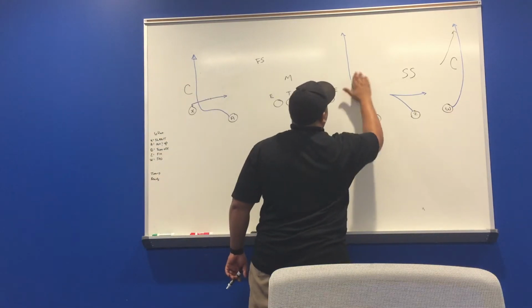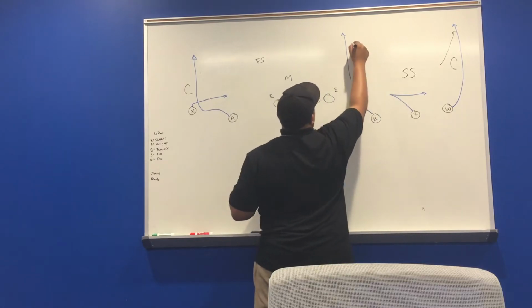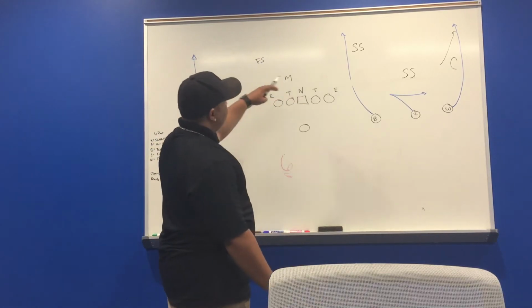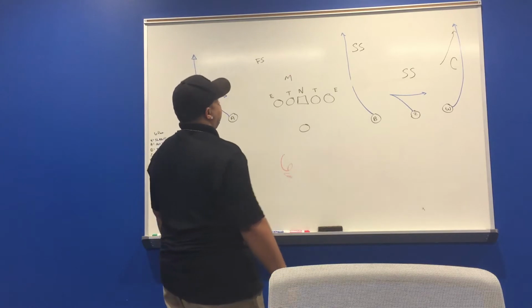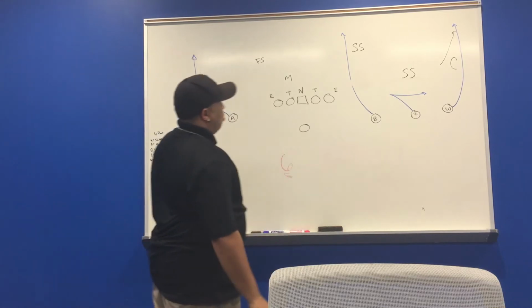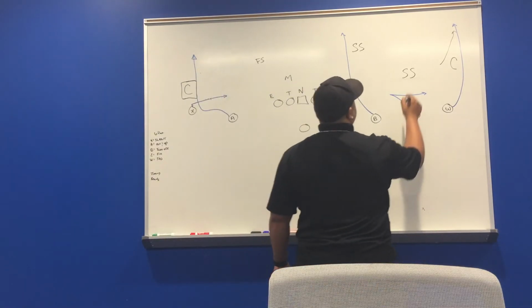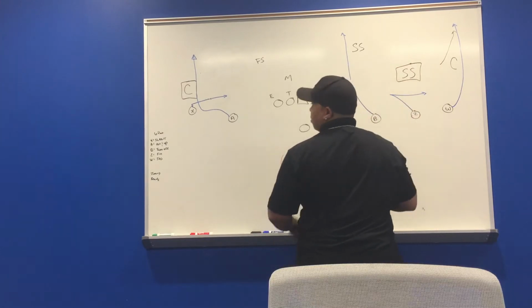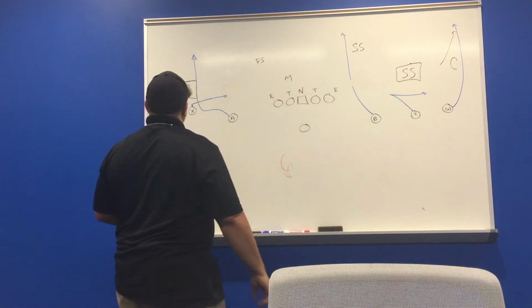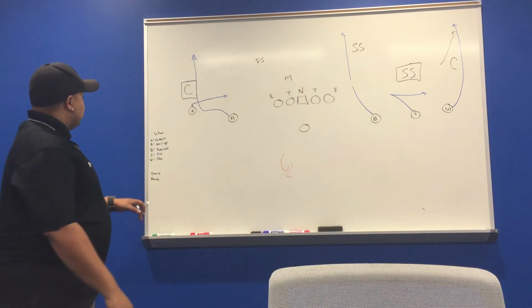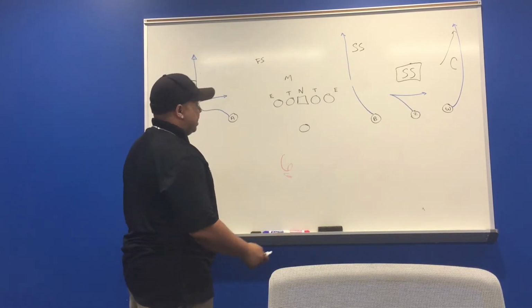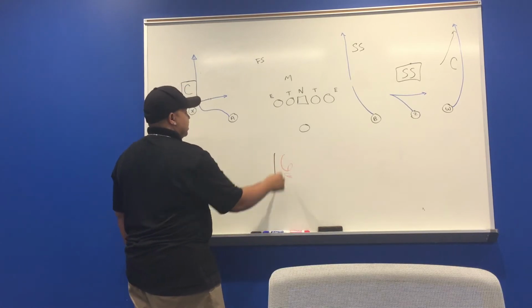So again, if they go with this kind of a look where these guys are playing off, on this side of the field your read becomes the corner, and on this side of the field your read becomes the strong safety. And that's how we do our pass game. Very simple. Again, from a play calling standpoint, this would be play number 16.